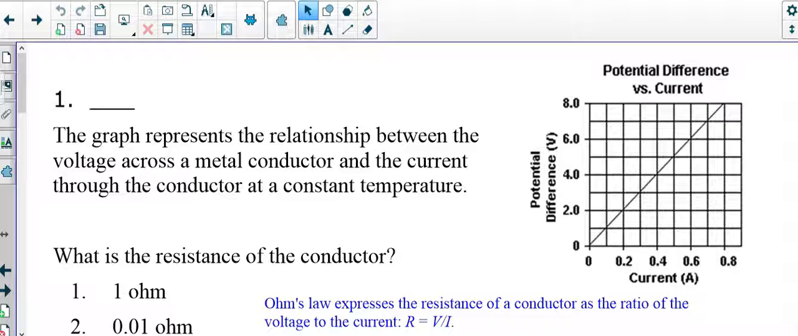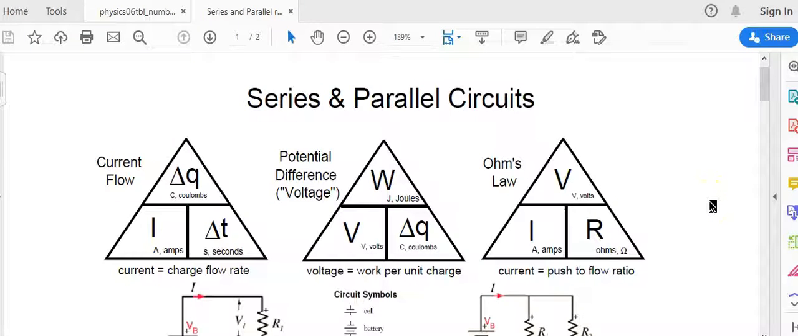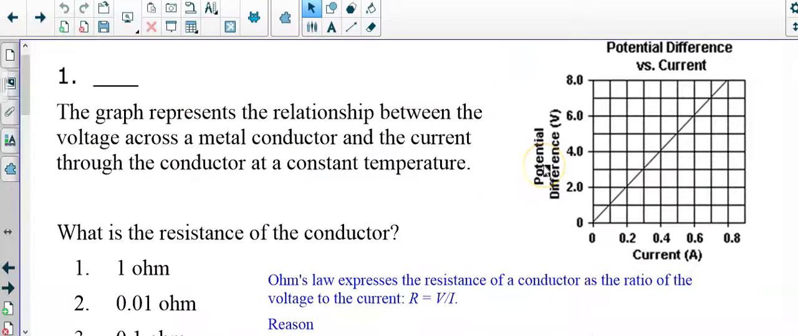Let's get started. Before we do any problems, let's just remind ourselves of the three basic triangles. The current flow triangle: current is the flow rate of charge per time, so it's Q divided by T. Potential difference, V, volts, is the work per unit charge. That's the push on each charge to get it through the circuit. And of course, Ohm's law is the push to flow ratio. That's current equals V divided by R, but also R is V divided by I, as well as V equals I times R.